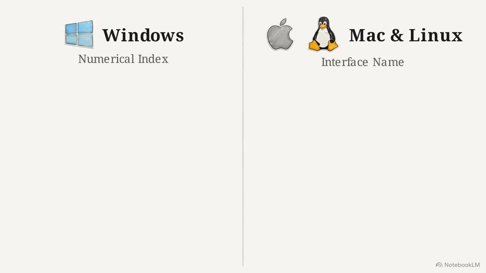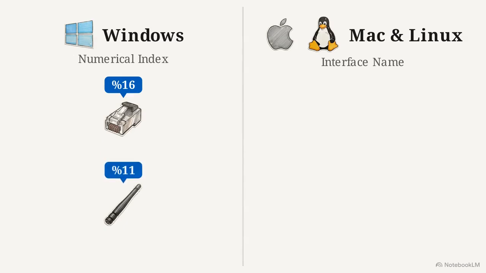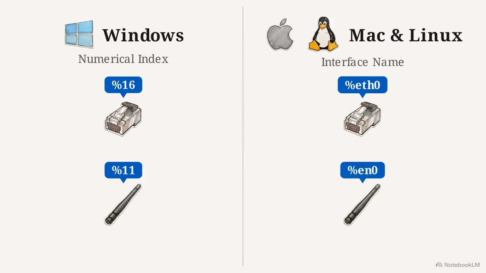This split-screen comparison shows how operating systems format this ID differently. On the left, Windows uses internal numerical indexes, so the zone ID looks like %16 or %11 locking into a specific port. On the right side, Mac and Linux systems use direct interface names. Their zone IDs look like %eth0 for an Ethernet port, or %en0 for Wi-Fi.